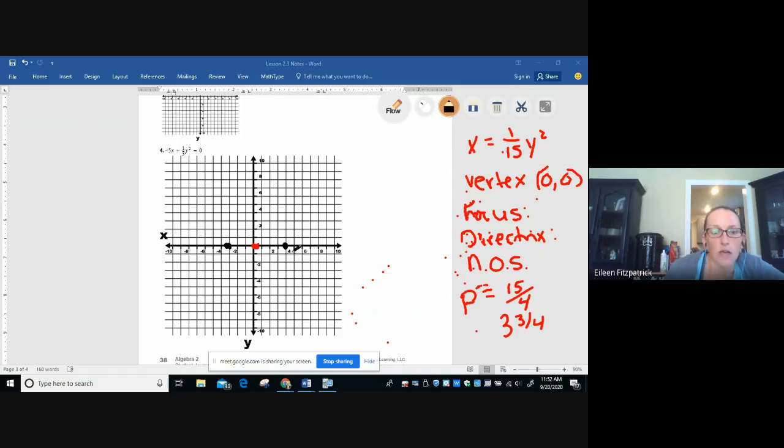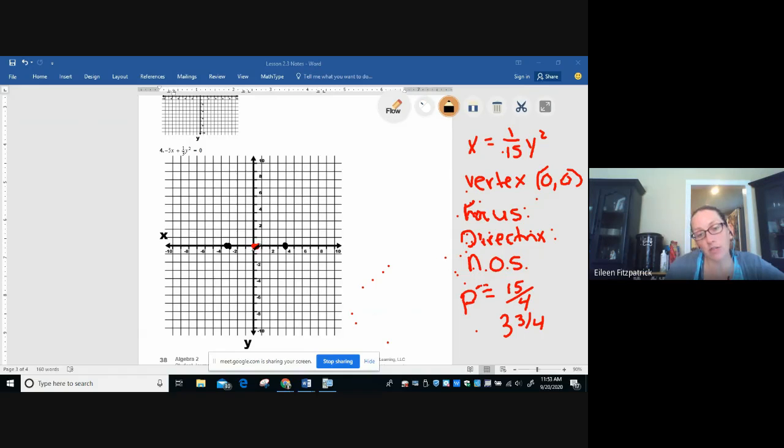Now because it's x equals, I know it opens sideways, and it opens to the right because it's a positive leading coefficient. So I know my parabola is going to open in this direction. If I was just sketching it, I would just draw my U. But since I want to be a little more accurate and explain how to graph, we're going to talk about that 1/15th. Remember we said it's a vertical shrink of 1/15th.